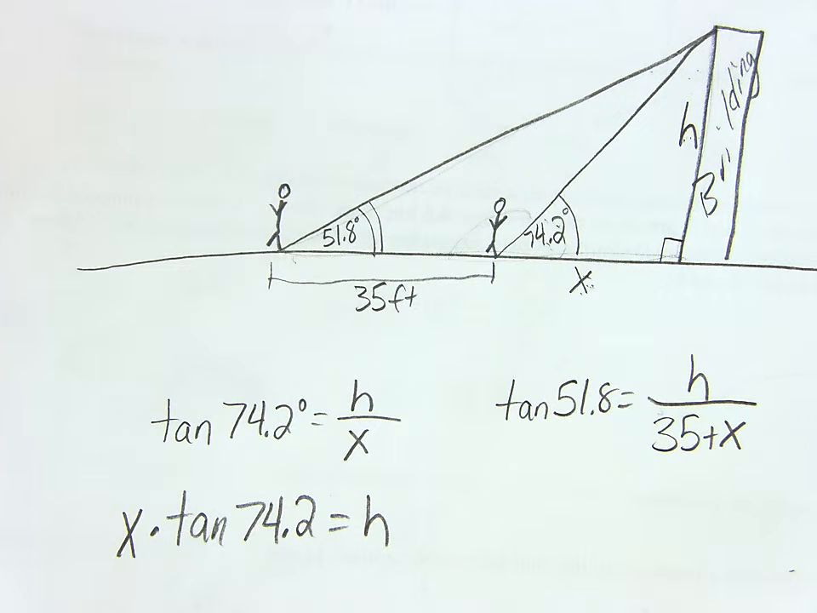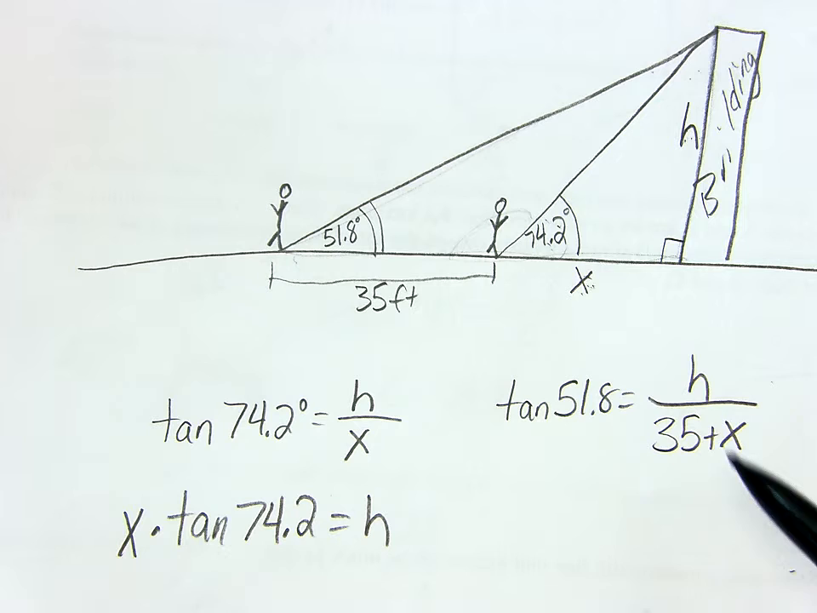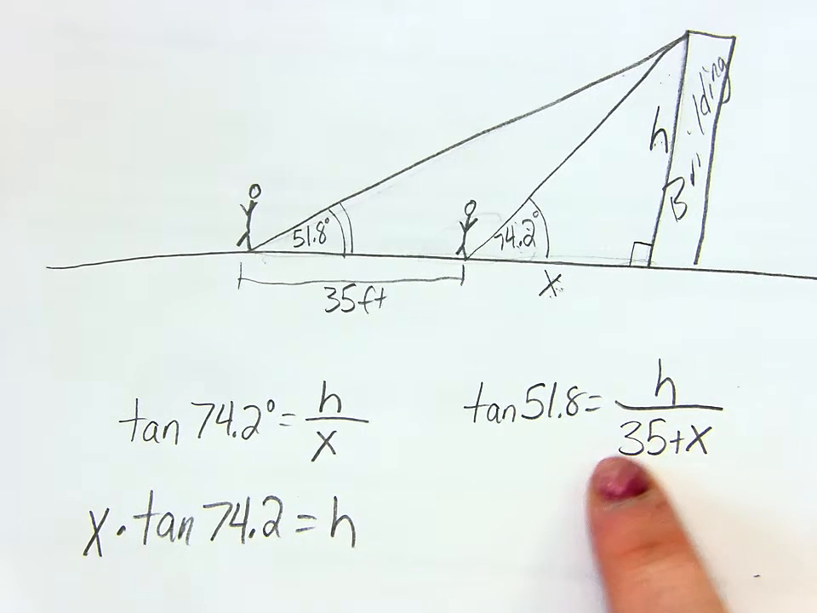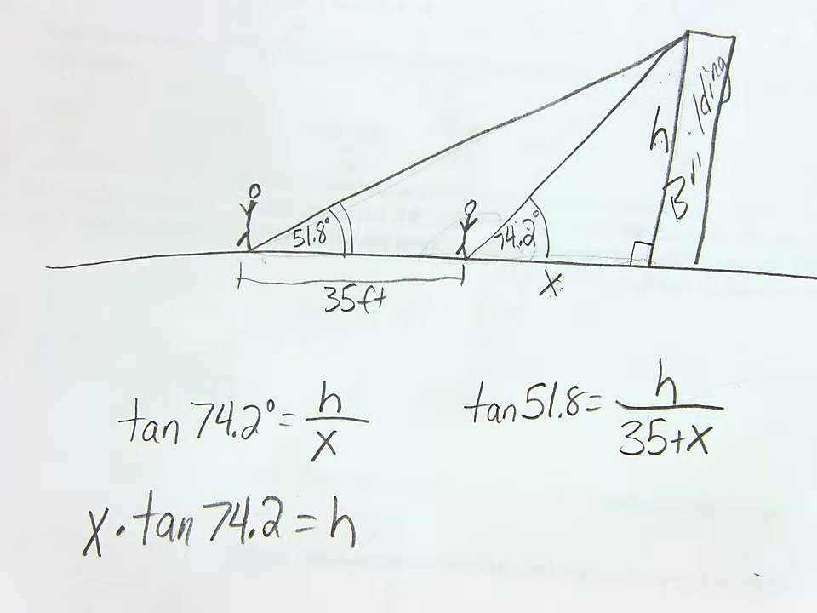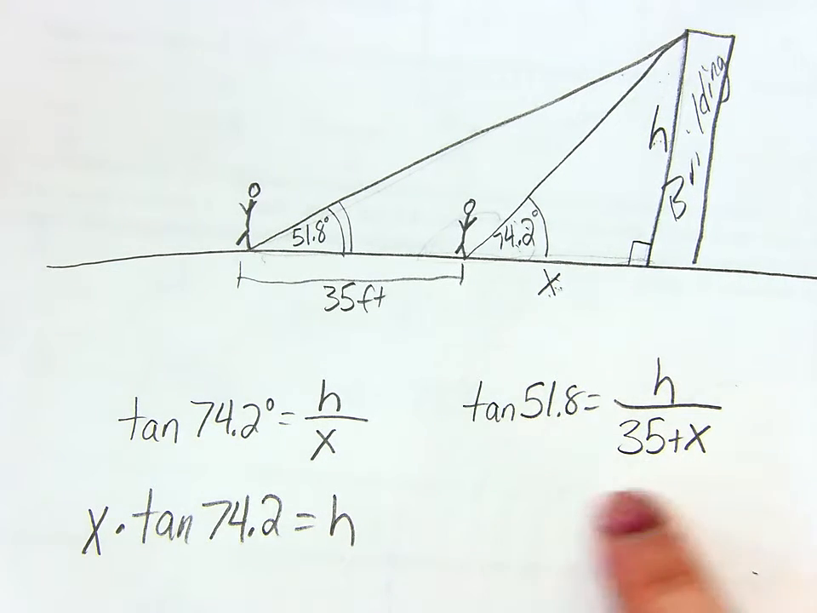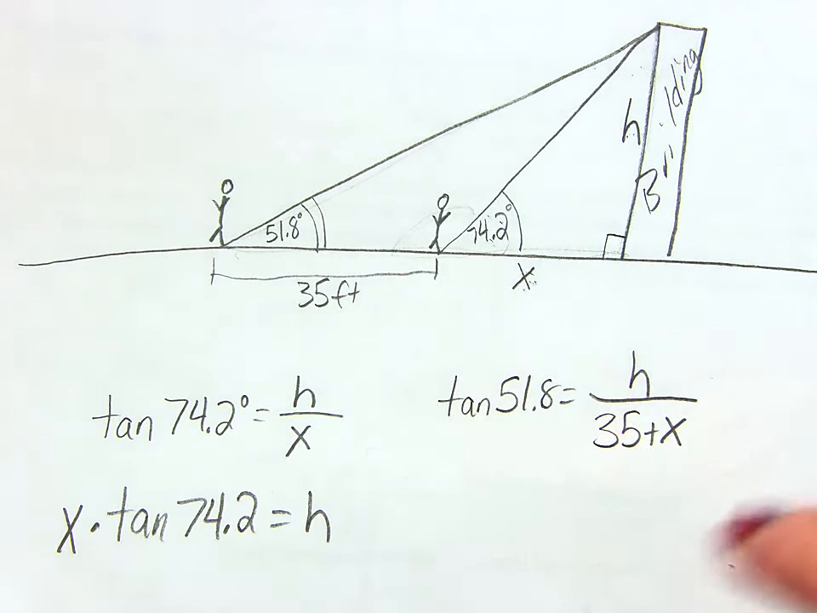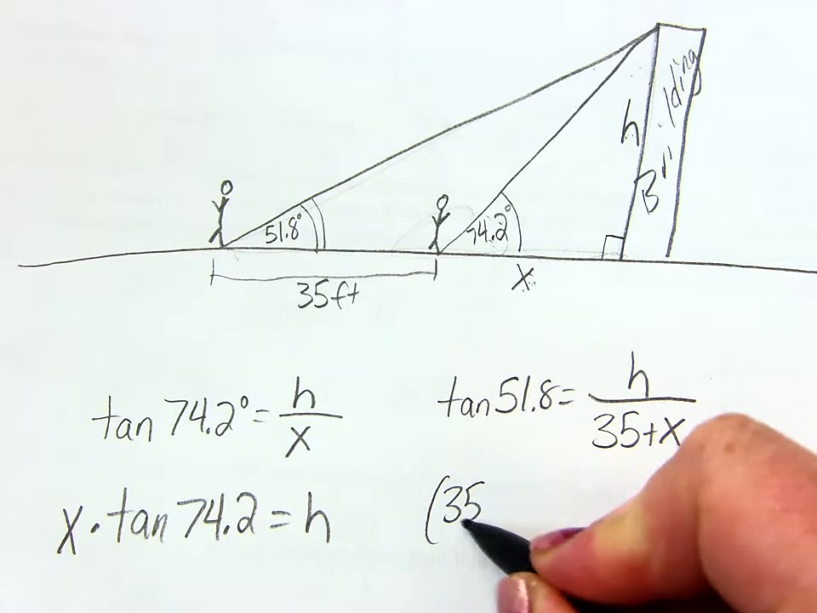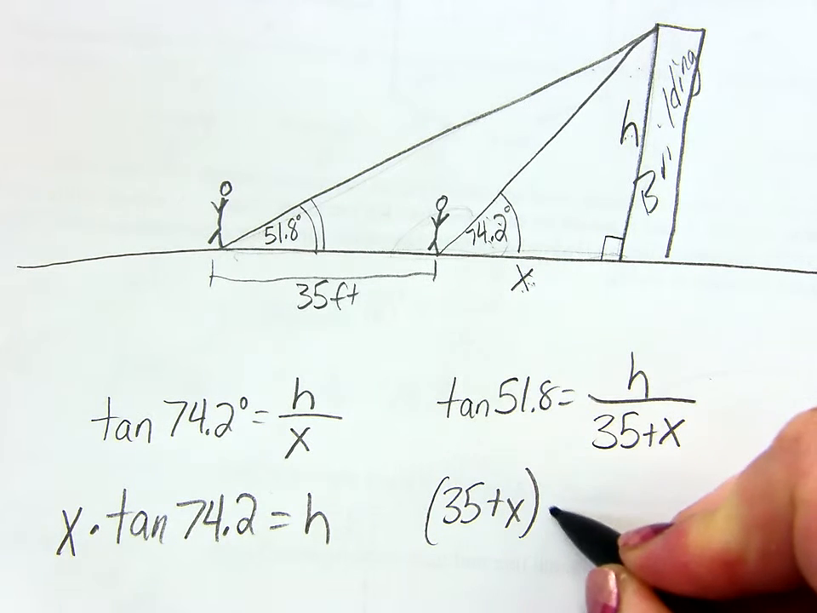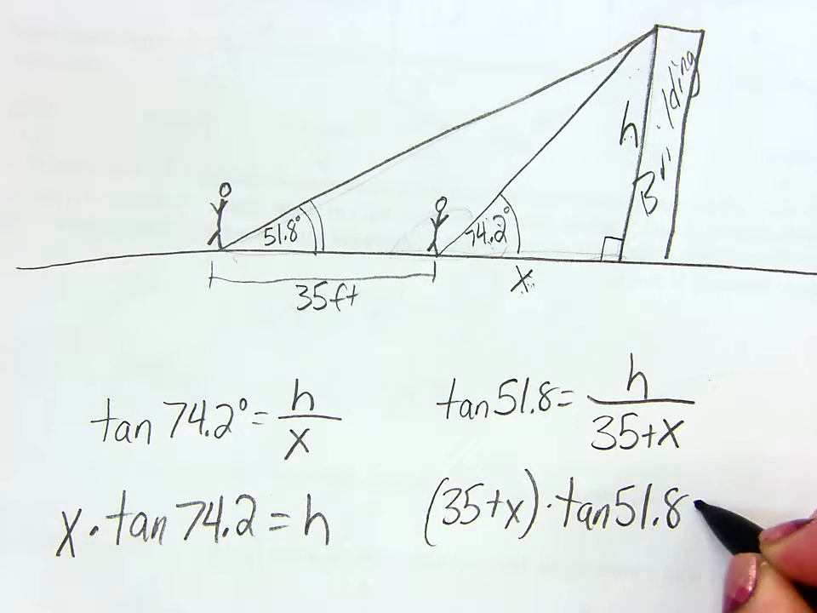It's actually going to be easier. Instead of taking this now and substituting it in over here, I'm going to save you a little bit of work. It's going to be easier if I get h by itself here too, and then I just set those two pieces equal to each other. So how would I get h by itself over here? Yeah, same idea. I'm going to multiply both sides by 35 plus x. So I'll have 35 plus x times tangent of 51.8 equal to h.